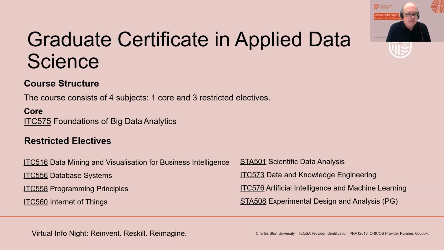So you might choose to study database systems. You might choose to study Python programming, which is incredibly important in the area of big data and writing your own programs to process big data. But there are other areas. You can see there, data and knowledge engineering, ITC 573. So that one is looking at the different data mining algorithms that are out there, the software packages that use those, and how to apply those algorithms to classify existing data.